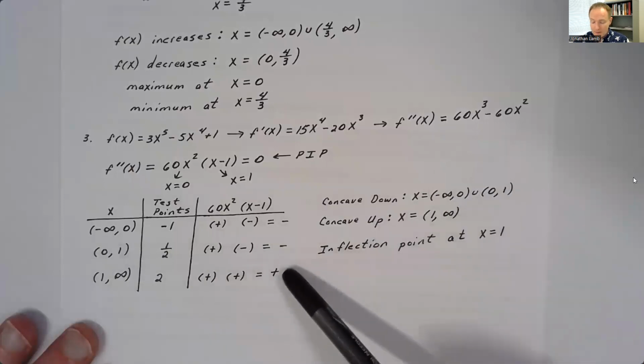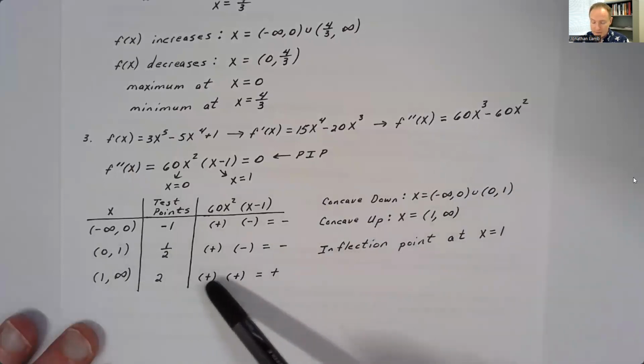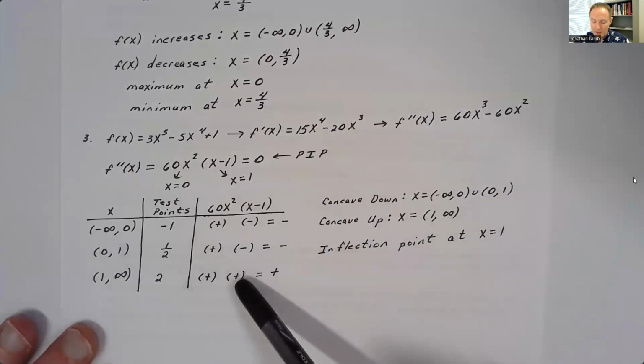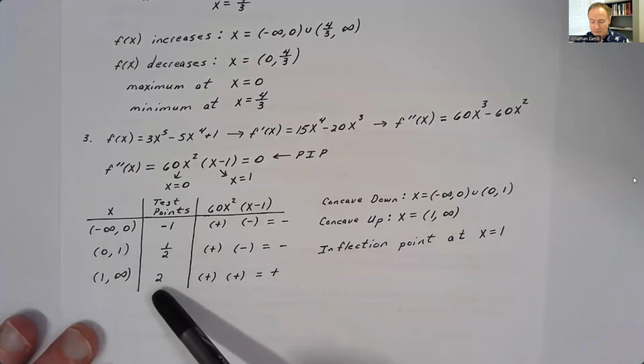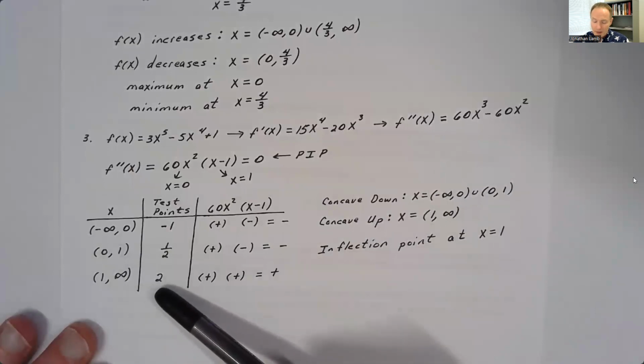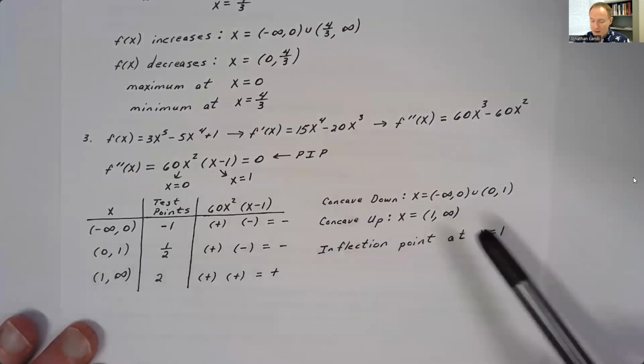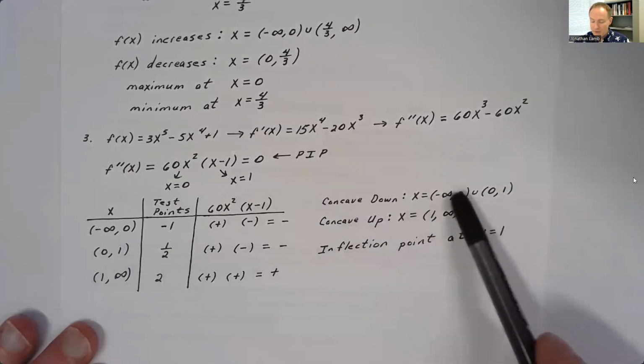Now, for the concave up portion, when the second derivative test had both factors positive, multiplying to give me a positive, that's evidence that my original function has to be concave up in that region from 1 to infinity. And you can see that I've put that over here.